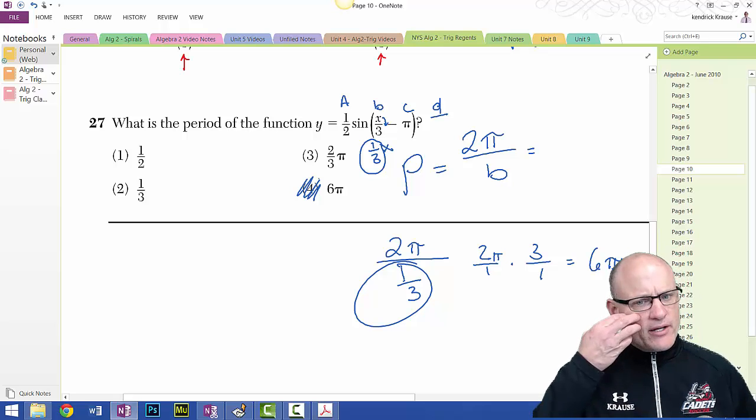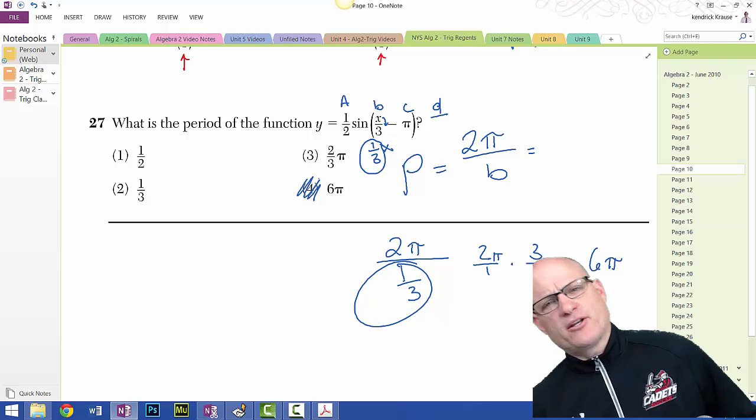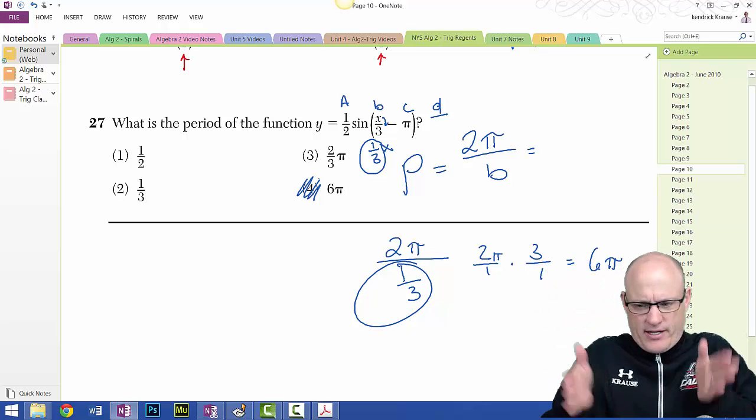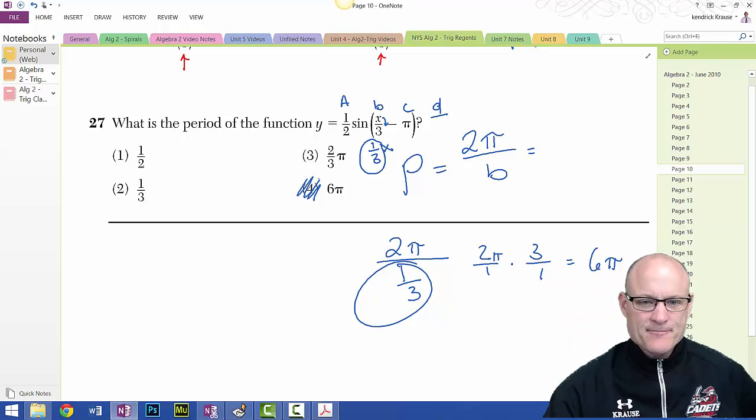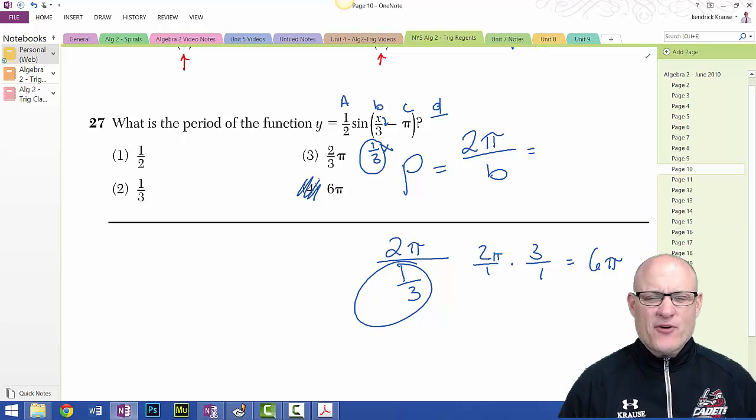The trick to that one is also you can see that only 1/3 of the curve will be finished in 2 pi. 1/3 in 2 pi, another third in 2 pi, another third in 2 pi. 6 pi. Hopefully you guys learned something from me today.